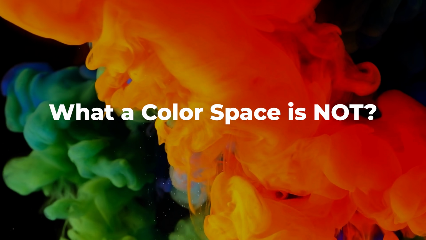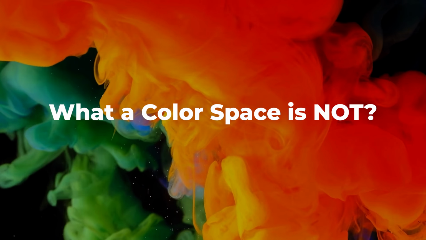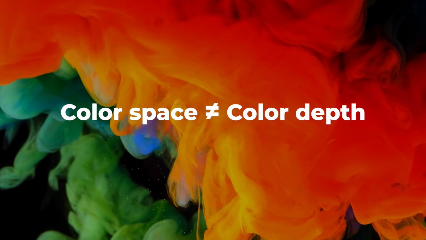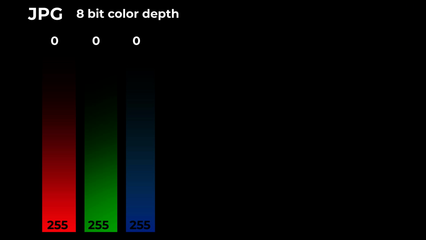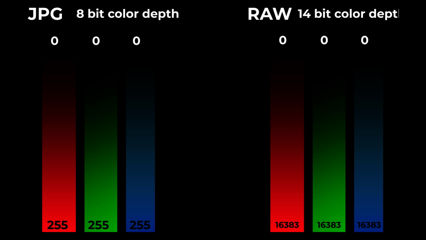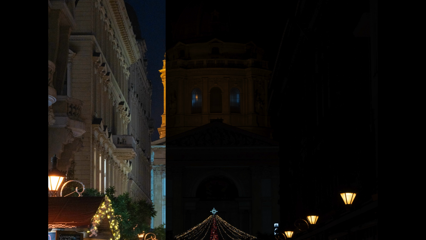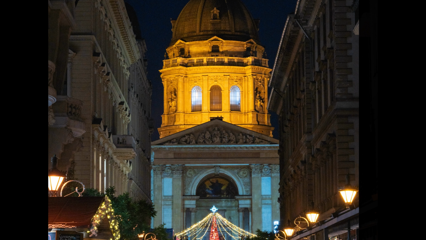Let's start with what is not a color space. So color space is not the same as color depth. For JPEG images, color depth is always 8-bit, which means each pixel can have values between 0 and 255 in the red, green and blue channels. But with RAW files, they are often 12, 14 bits, which means they can have more than 16,000 values in the red, green and blue channels, so they can cover more shades and tones.